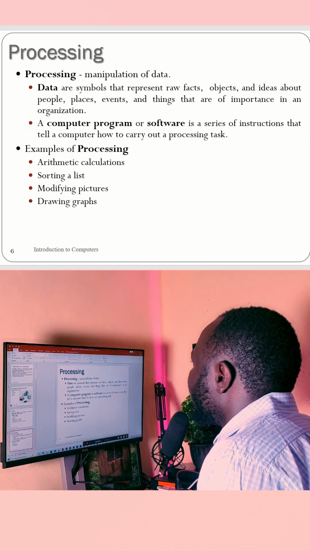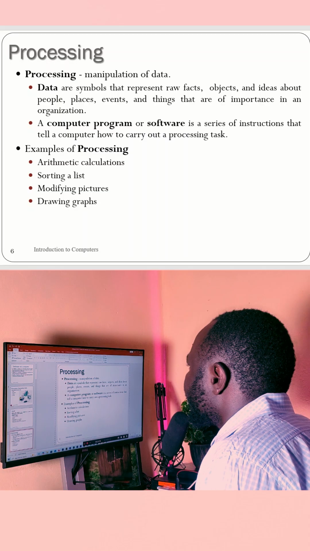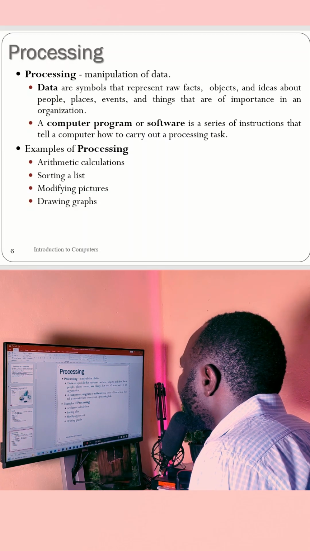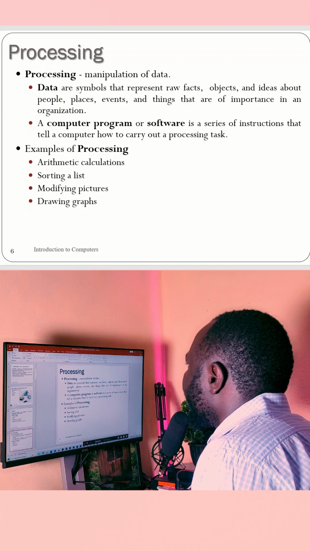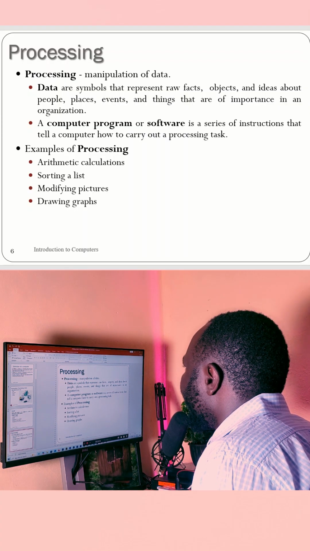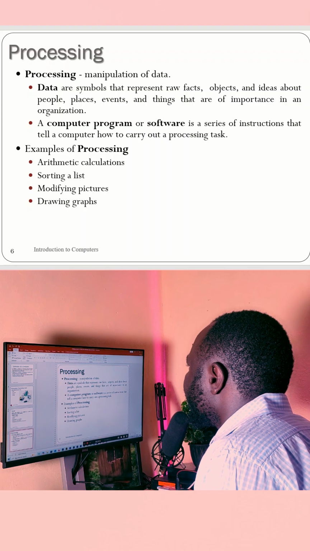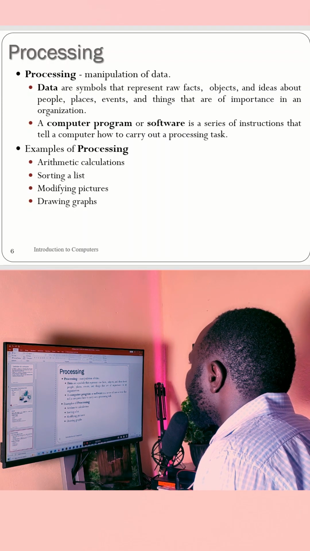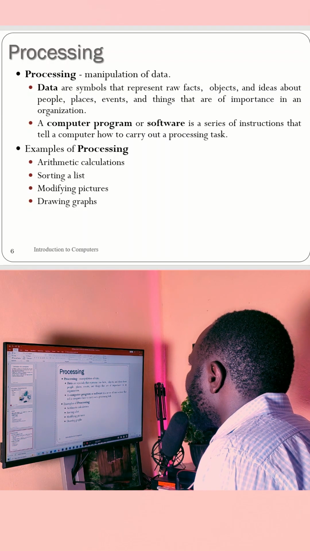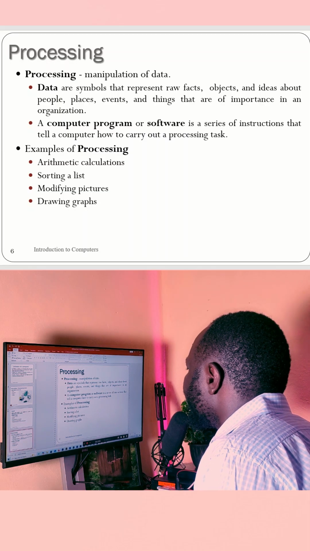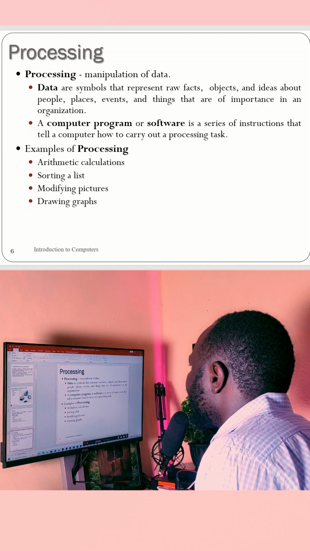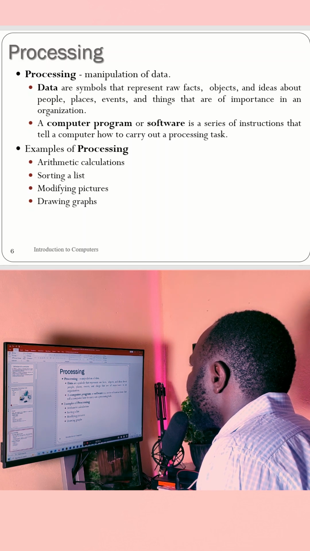We also have what you call processing. The processor is responsible for the manipulation of the data within the computer. The processor is actually termed as the brain of the computer. Data are symbols that represent raw facts, objects, and ideas about people, places, events, and things that are important in an organization. In other words, data is just a collection of raw facts that has to be processed by the processor.